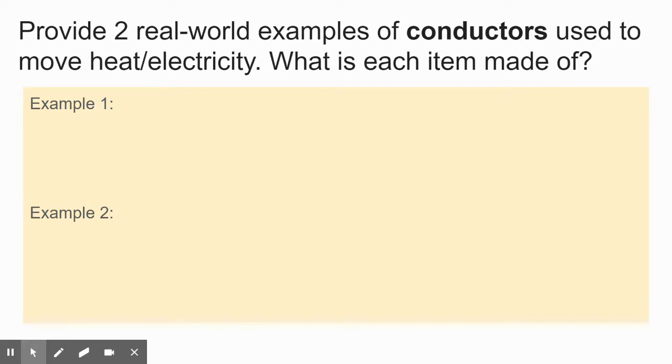And our next question asks for basically the opposite. Provide 2 real-world examples of conductors used to move heat or electricity. So what kind of substances or items do you see in everyday life that are really good at allowing heat to move from one object to the next really, really easily? These also allow electricity to move through them really easily. So if you get stuck on this one, you might think about what type of material we use to conduct electricity or allow electricity to pass through really easily.